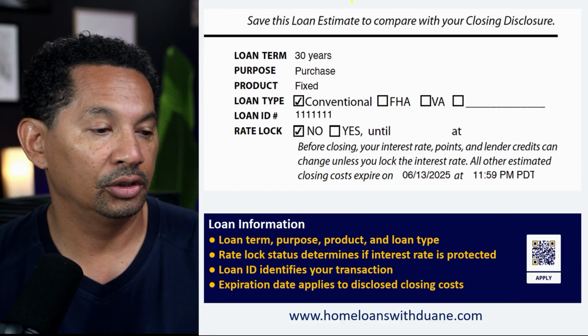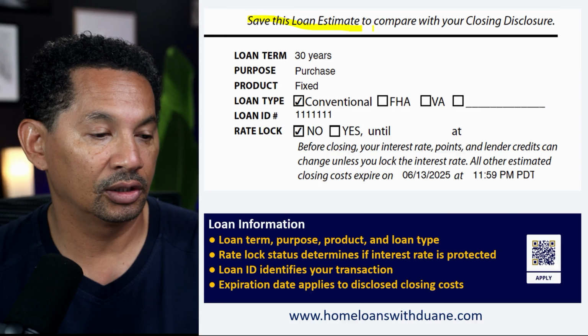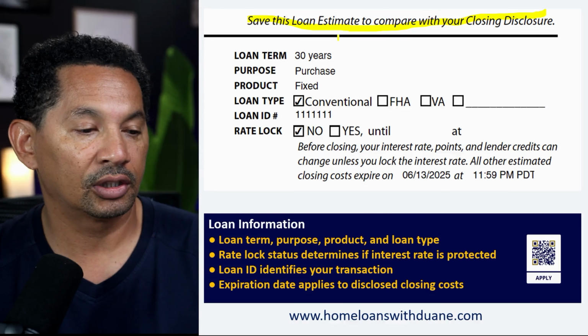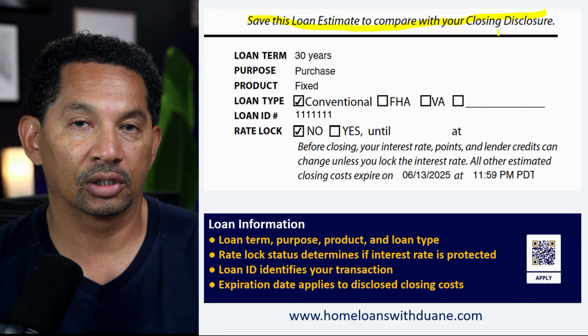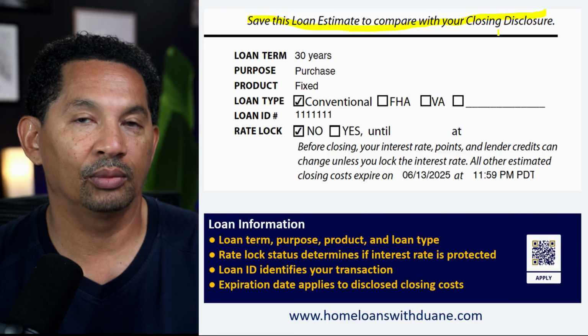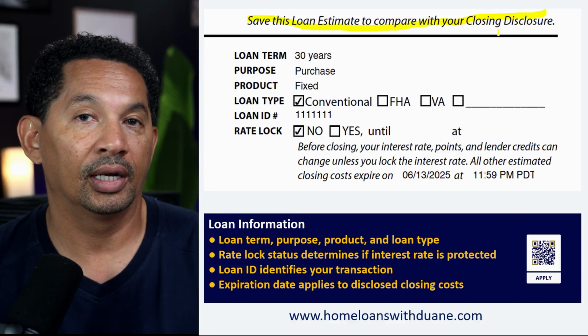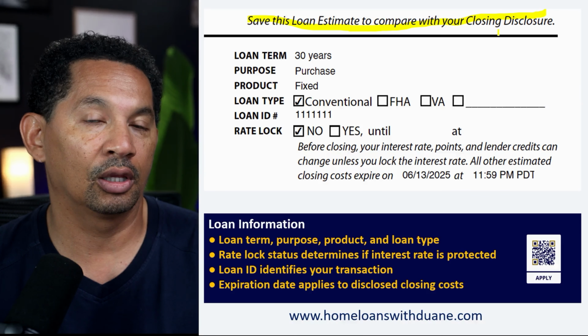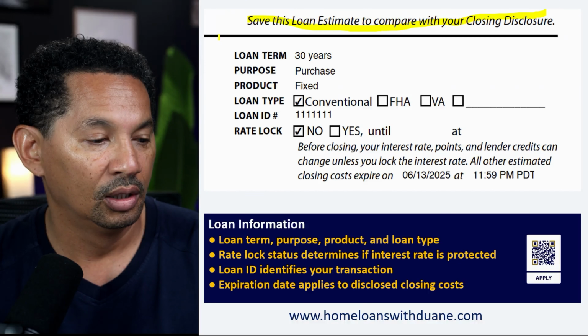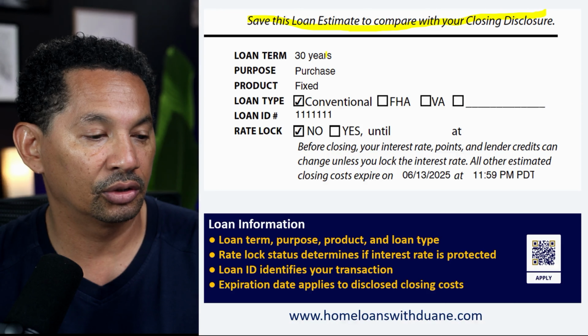Now, the next section you can see is on the right side, and this is important, is that you're going to save this loan estimate to compare with your closing disclosure, and you're going to do just that when you get your closing disclosure. And I do have a video that's explaining the closing disclosure for you to watch as well. So here you can see the loan term is a 30-year.